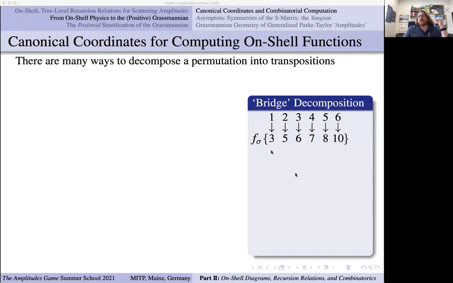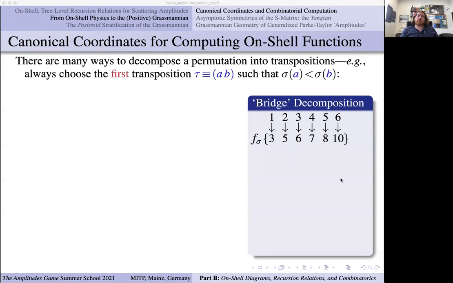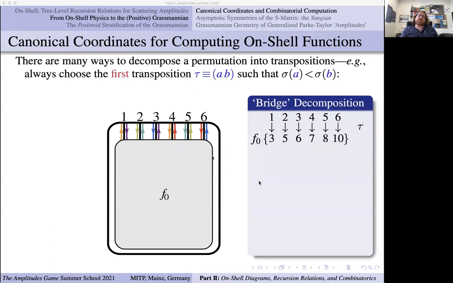Suppose that I emailed you this permutation, 3, 5, 7, 6, 7, 8, 10. Remember, 10 means 4 mod 6. I would like to show you how this bridge decomposition will construct a representative diagram and a representative function for you. So this is what we're supposed to have in mind: we have some kind of blob. We don't know what it is. We don't know what it looks like yet. All we know is that leg 1 goes in and then it comes back out at 3. So that's this permutation.